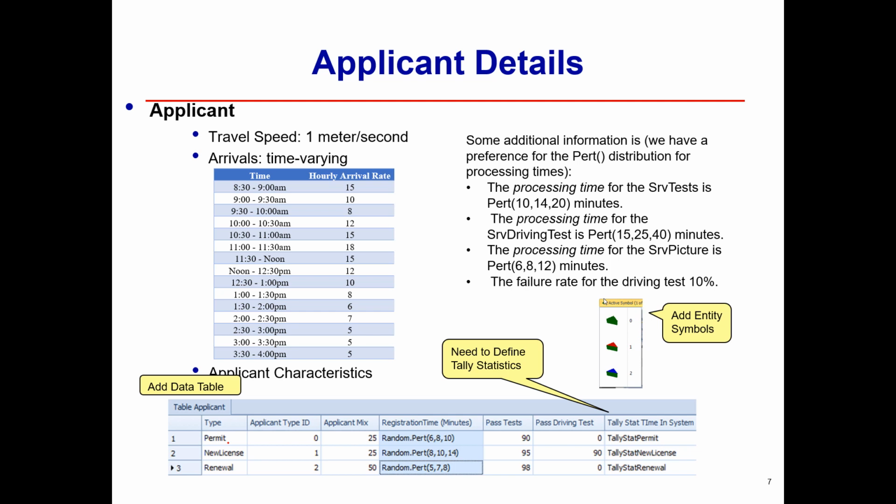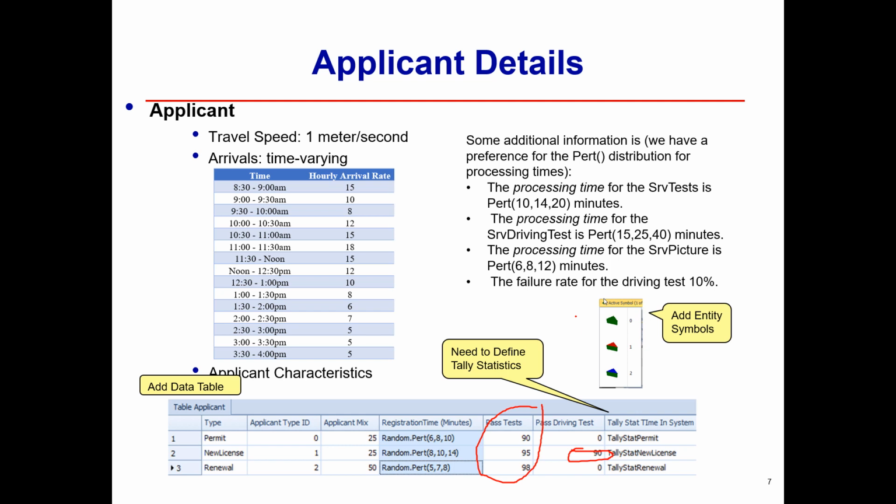The second is applying for a new license, and 1/4 of the applicants come in with this request. And the last one is the renewal of the driver license, with their own processing time for the registration part accordingly. Also, for each type of applicant, there is a possibility they can pass the test, or they can fail. And for the new license applicants, they also have a chance to fail the driving test. We would like to see, for each type of applicant, what flow time they spend in the system.